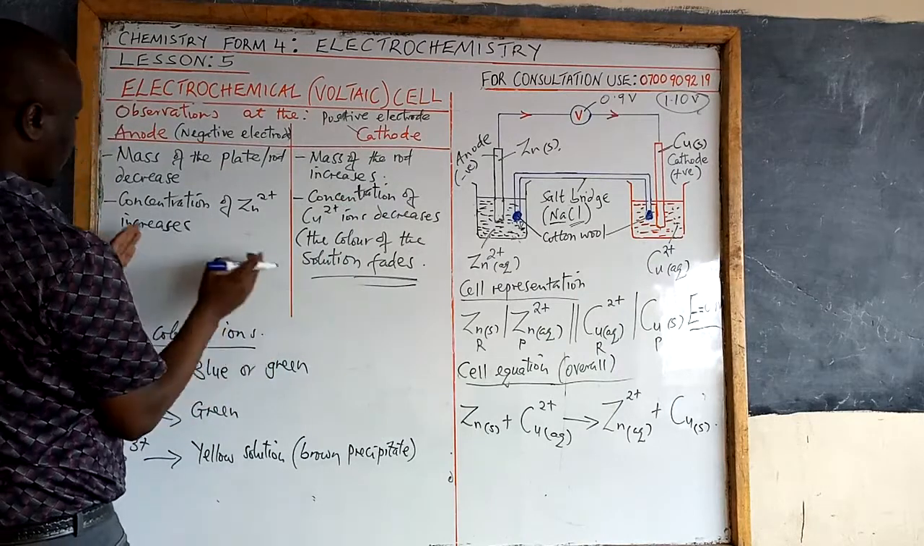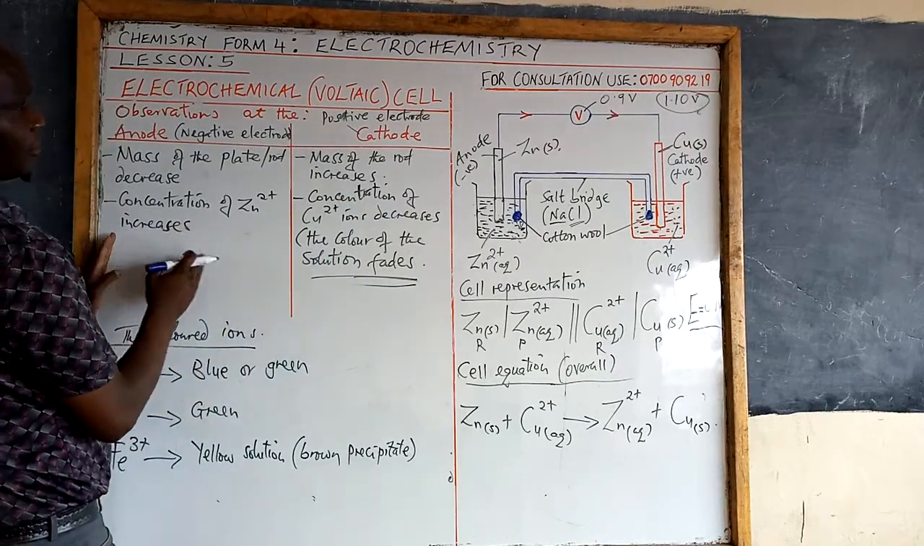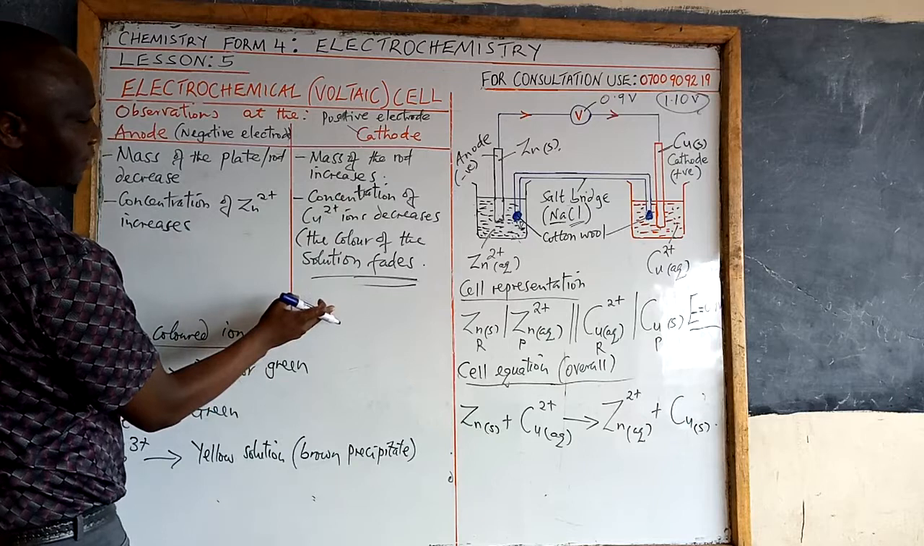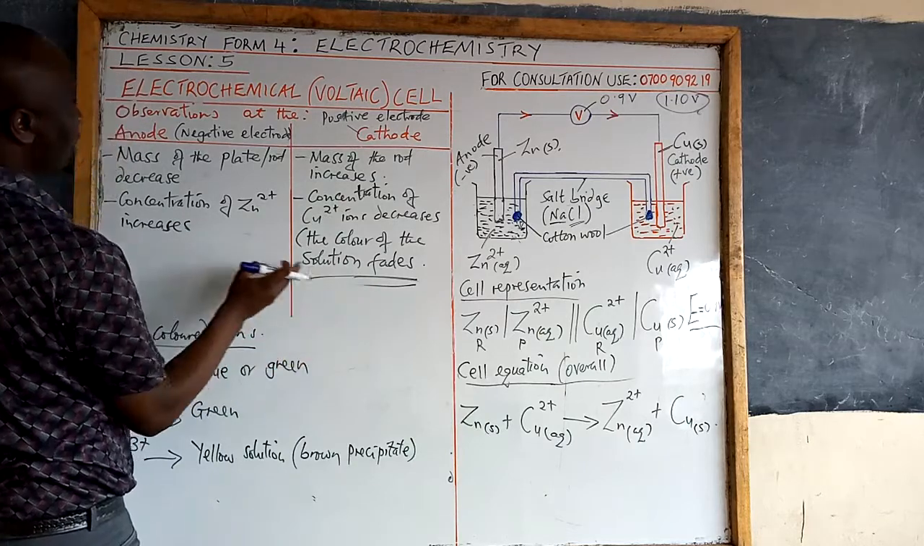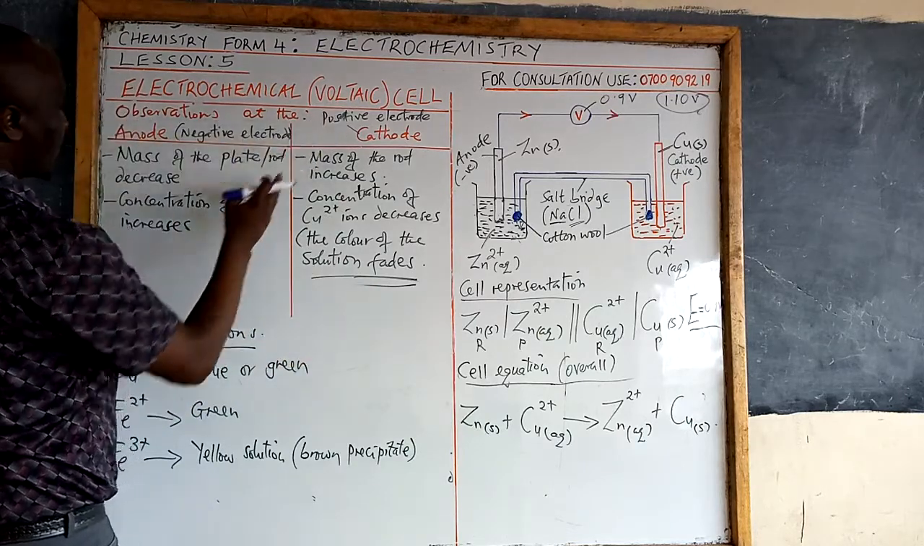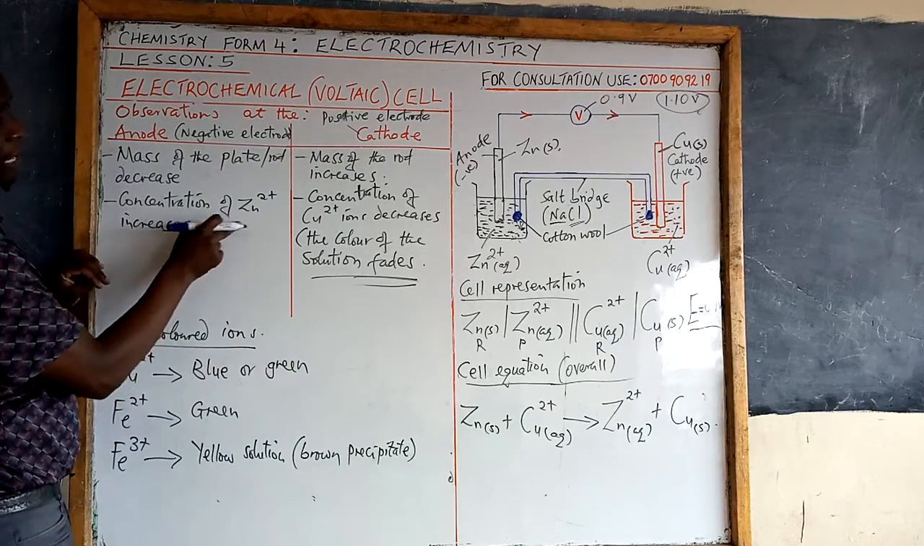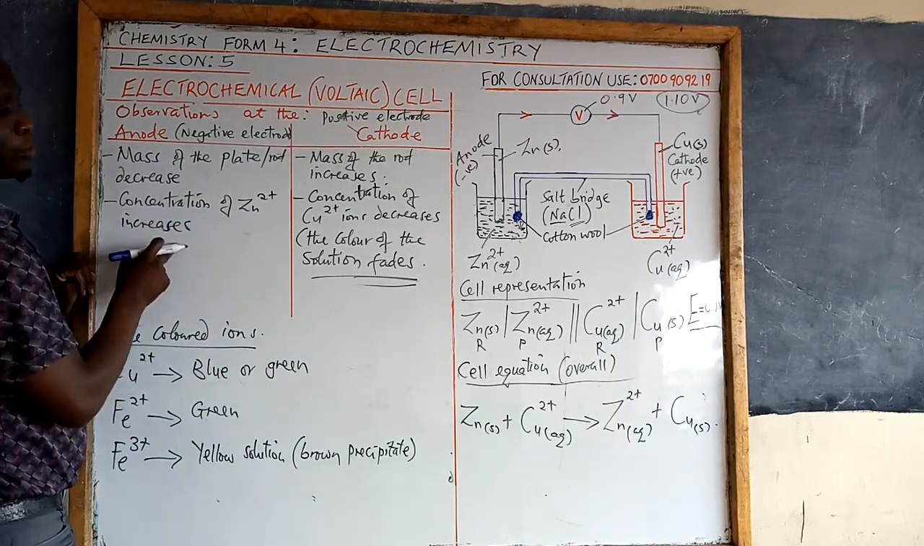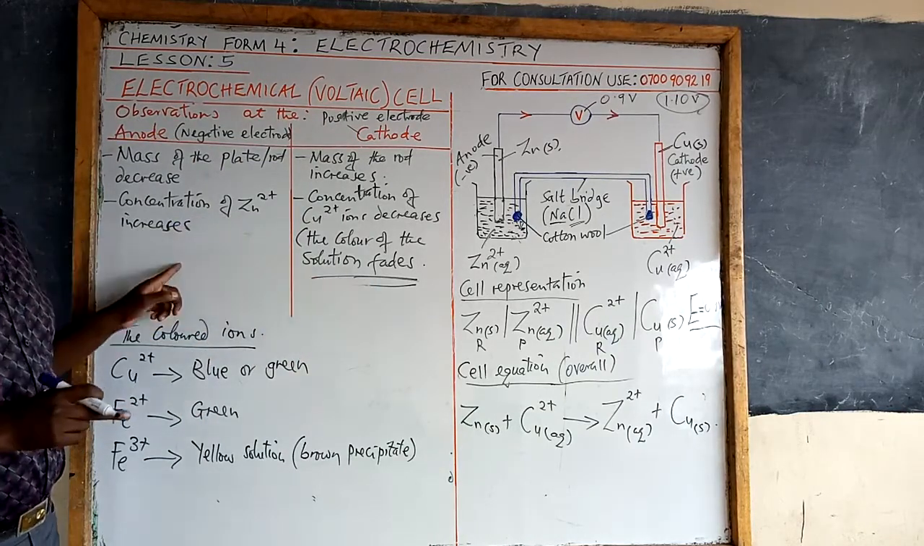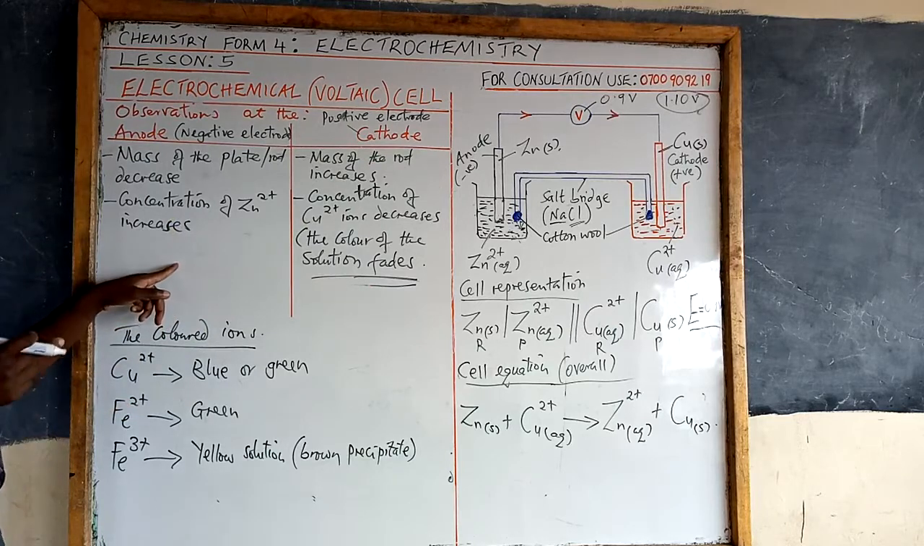But if copper was on this side, and you have a less reactive element like silver, so you have copper here, silver here, then you see the concentration of copper will increase. So instead of the solution fading, it will become more blue. The color of the solution will intensify.